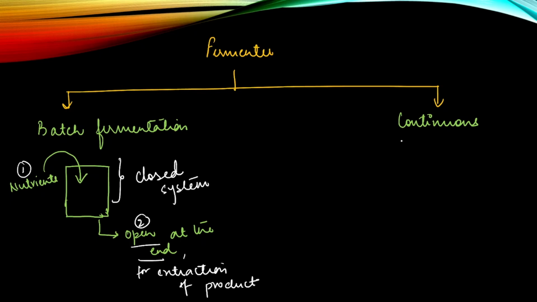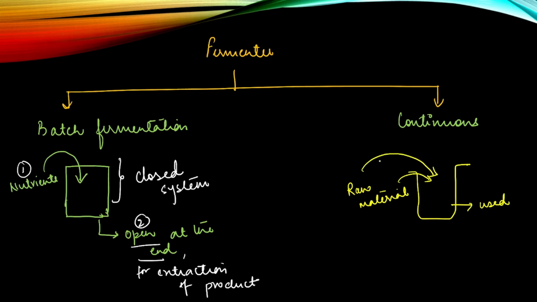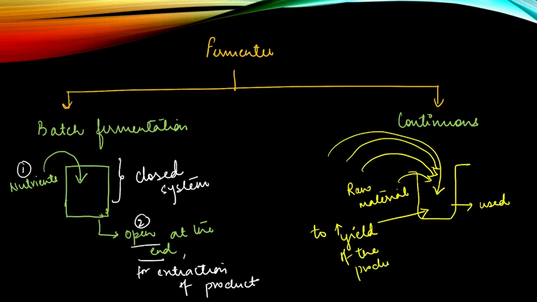But in case of a continuous fermenter, what is done? Here this is a fermenter. We add raw material, used material is drained out, and again we add raw material, we keep on adding raw materials. Why do we keep on adding raw materials? To increase the yield of the product, right? Now at last we will extract.